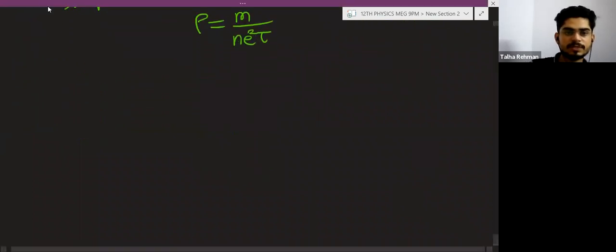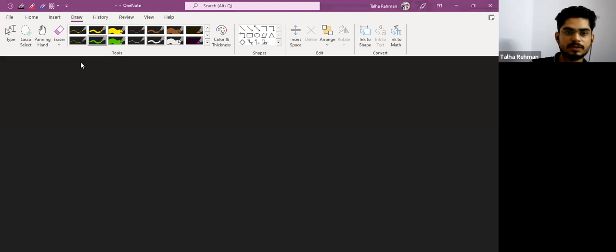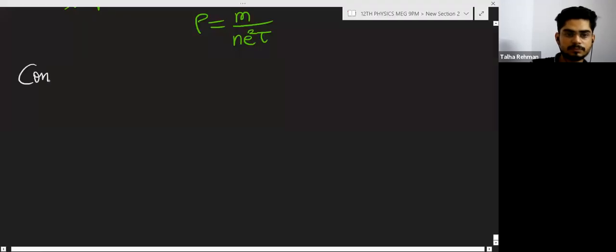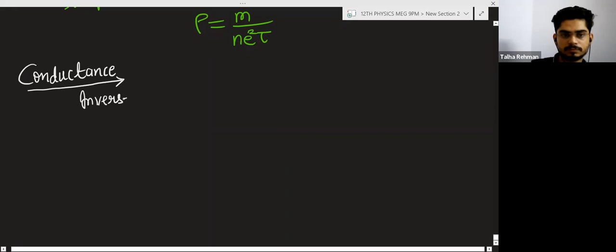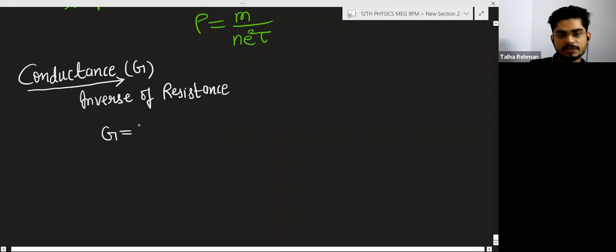Now another term is conductance, not conductivity. Conductance is the inverse of resistance. Conductance is represented by capital G. Capital G is equal to 1 upon R.